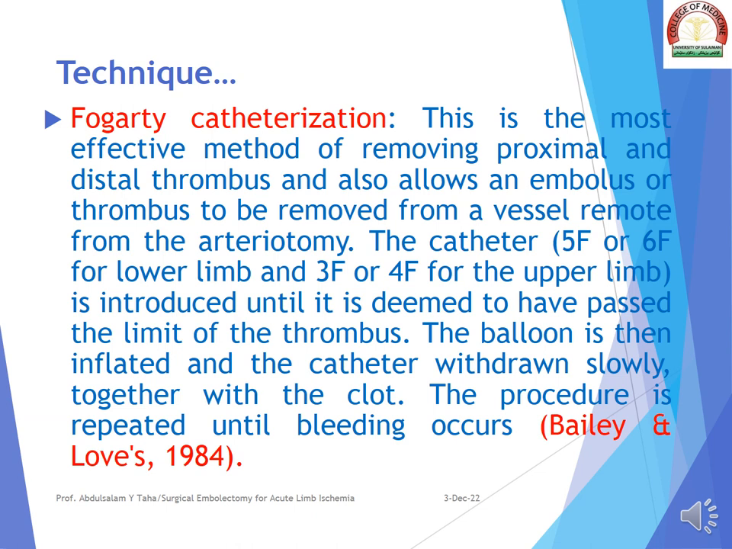Fogarty catheterization is the most effective method of removing proximal and distal thrombus and also allows an embolus or thrombus to be removed from a vessel distant from the arteriotomy. The catheter, 5F or 6F for lower limb and 3F or 4F for the upper limb, is introduced until it is deemed to have passed the limit of the thrombus. The balloon is then inflated and the catheter withdrawn slowly together with the clot. The procedure is repeated until bleeding occurs.